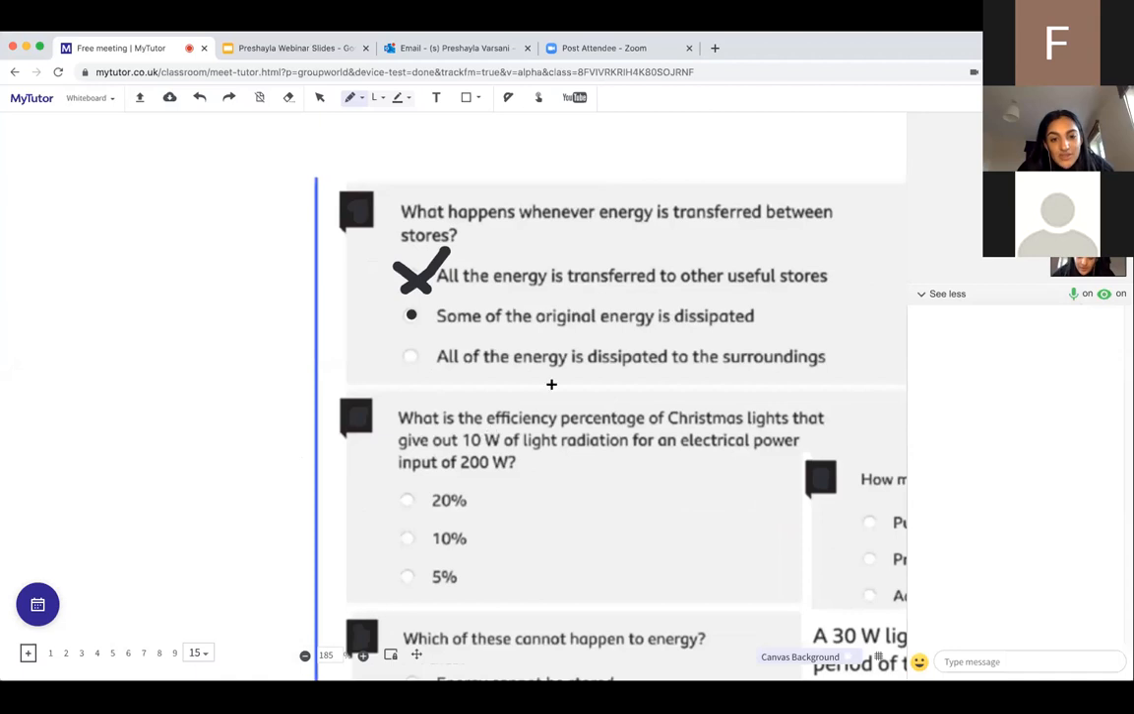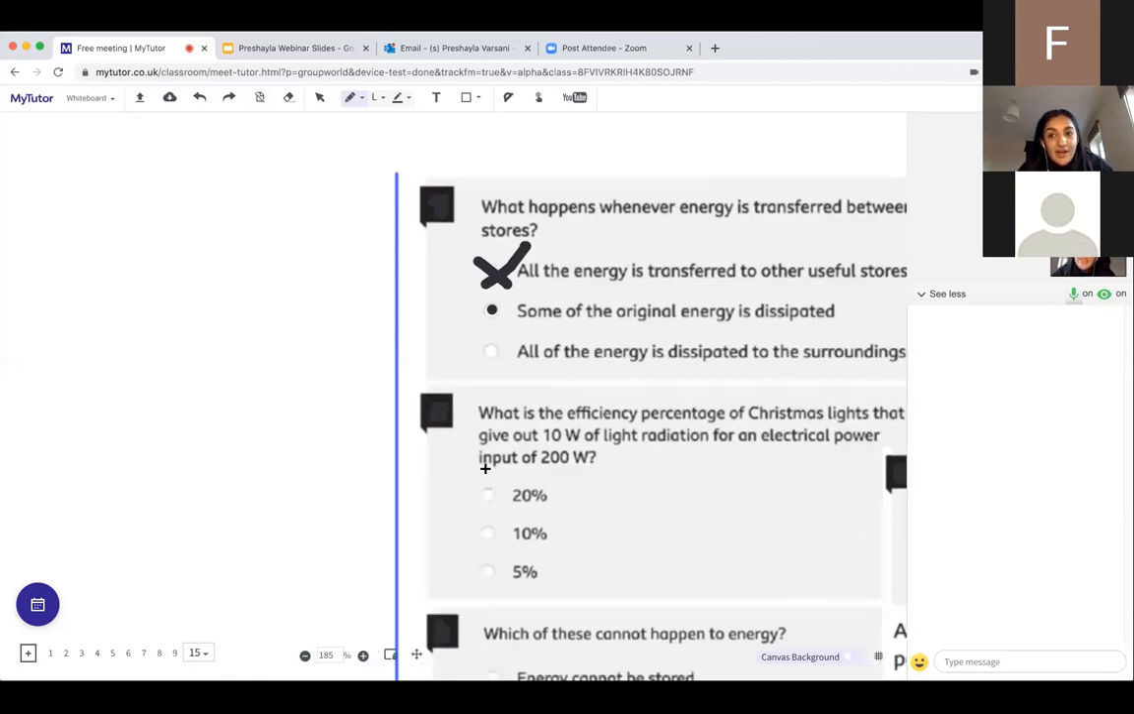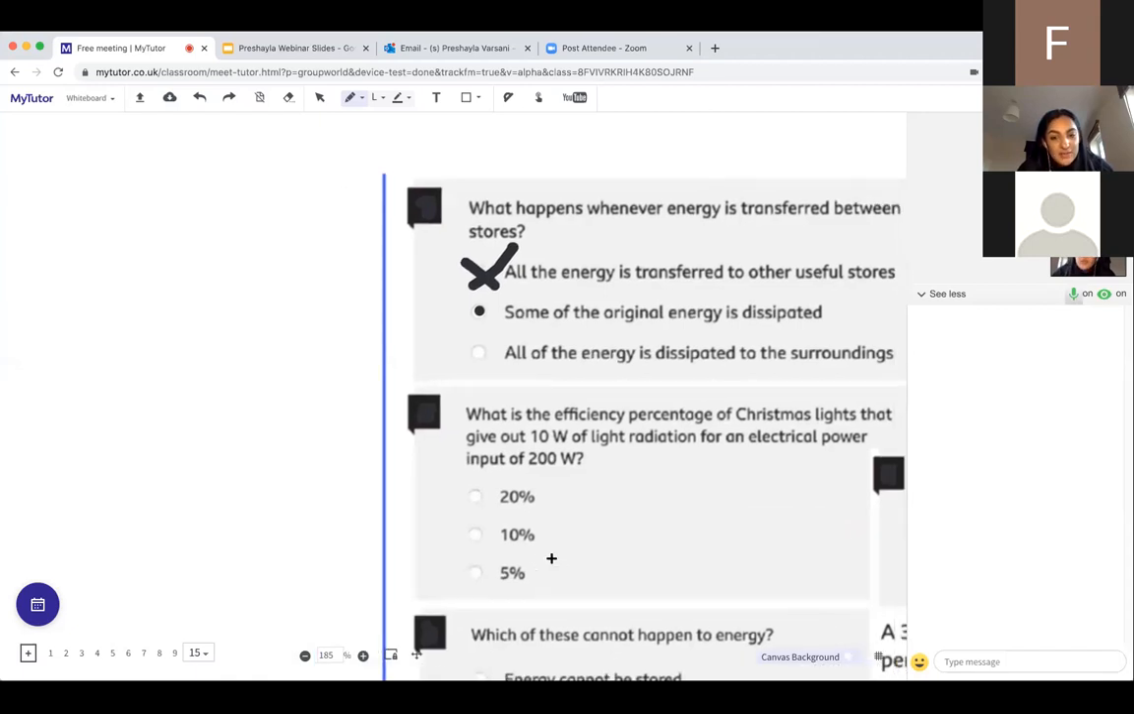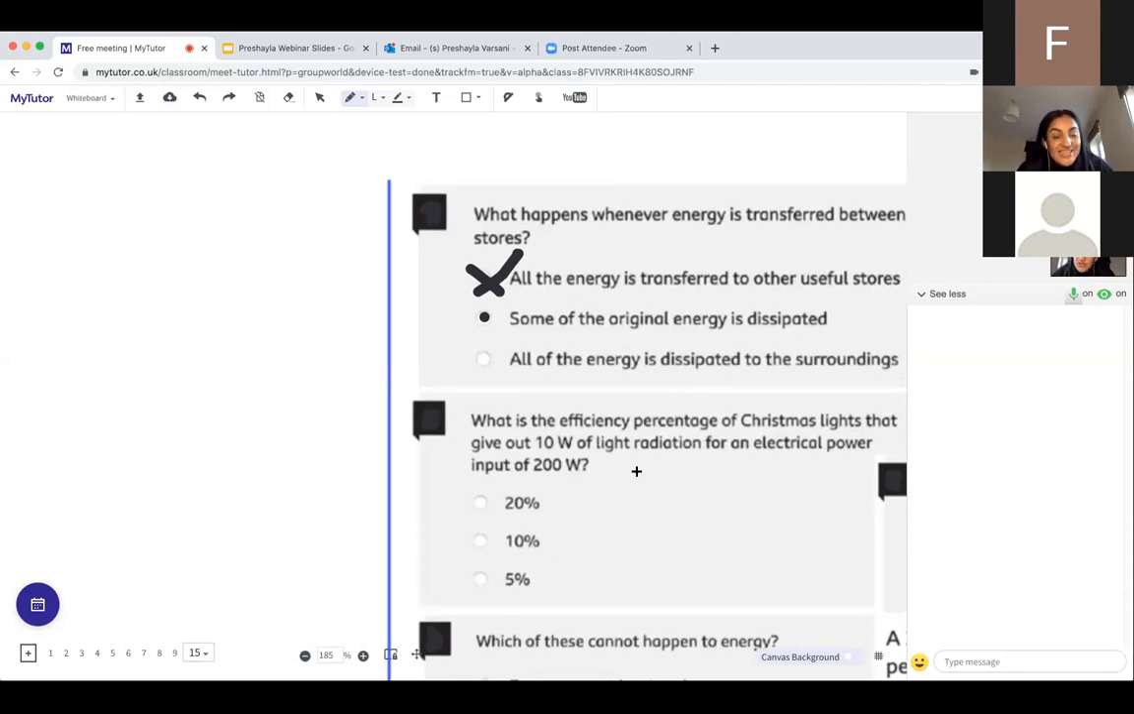Then for the second one, what is the efficiency percentage of Christmas lights that give out 10 watts of light radiation for an electrical power input of 200 watts? So first of all, we need to identify what the useful source of energy is. So Christmas lights, all we want them to do is light up. So the useful energy is the light radiation. So they've given us useful energy, or in this case, useful power. Remember, they can be interchanged. So our useful is 10. Our total then is a total electrical power input of 200 watts.